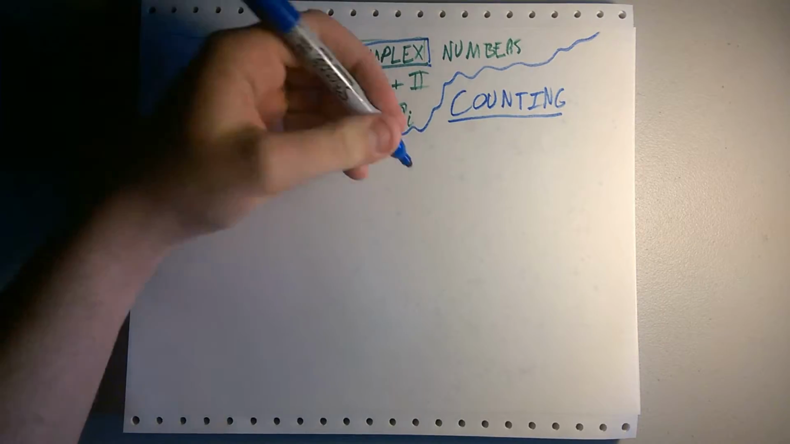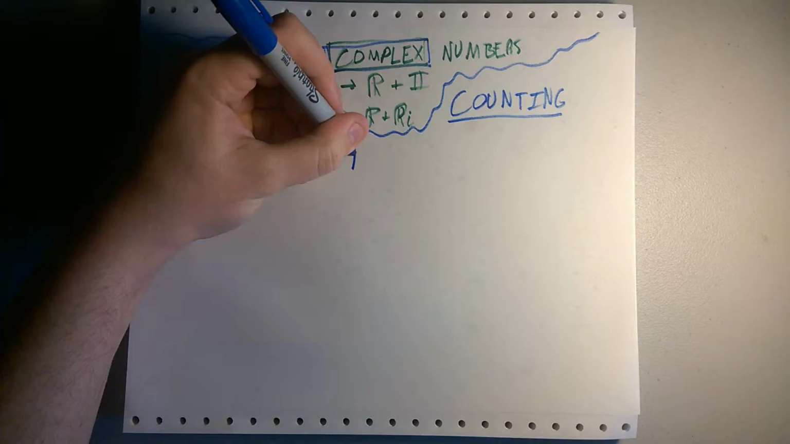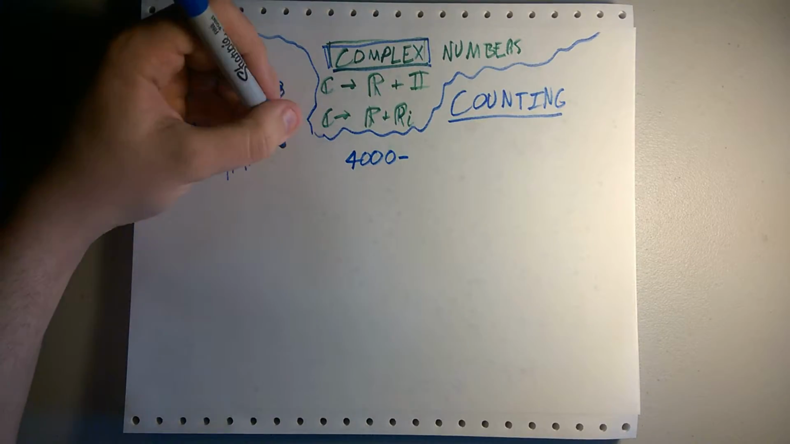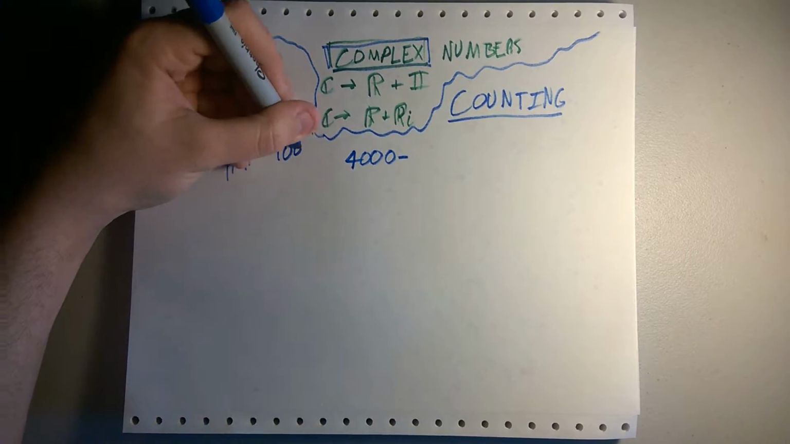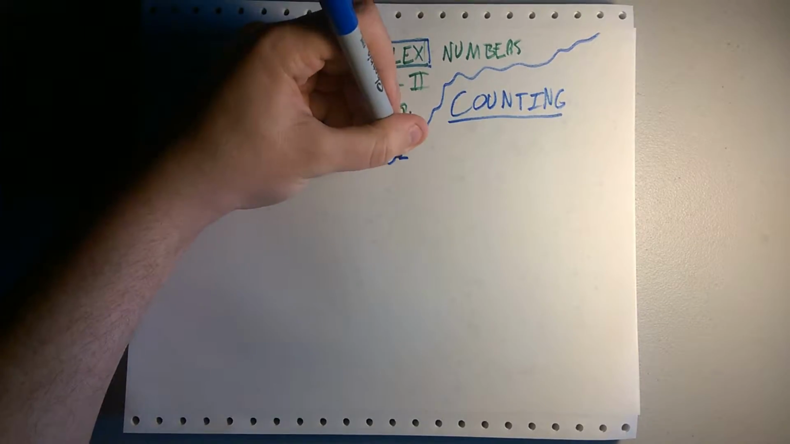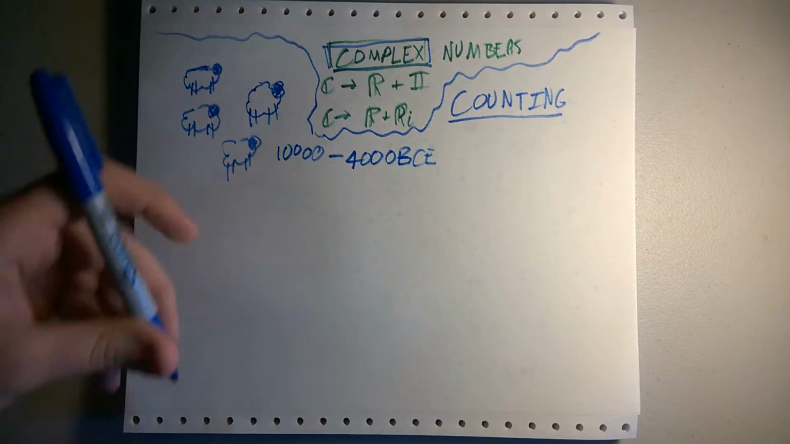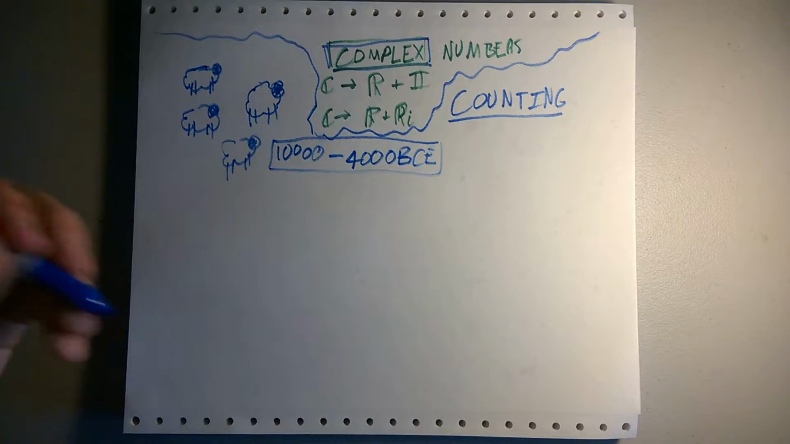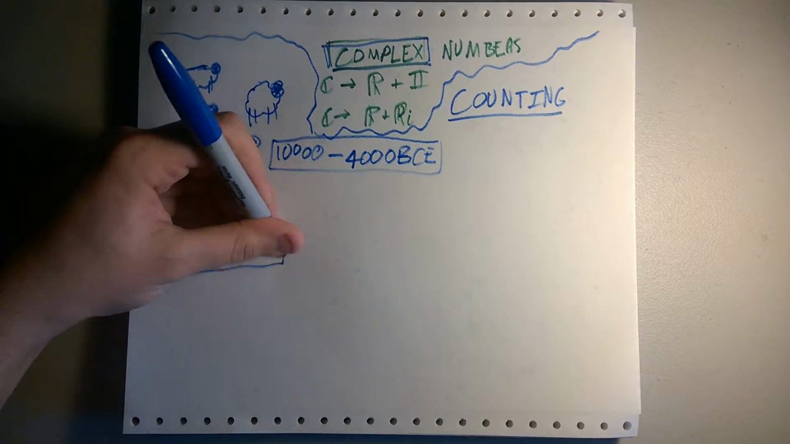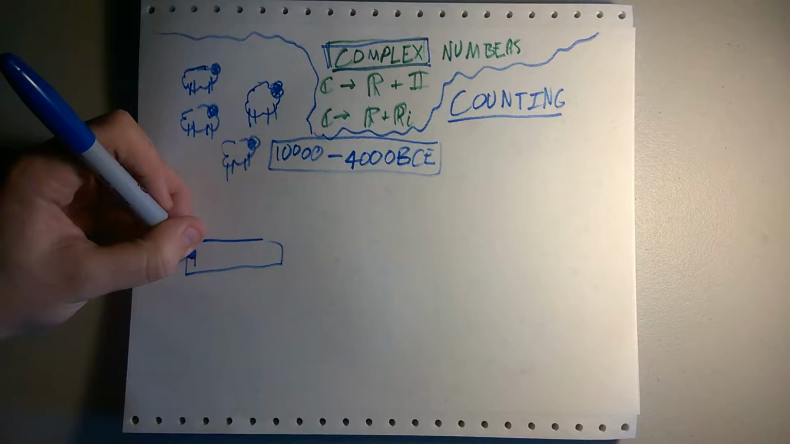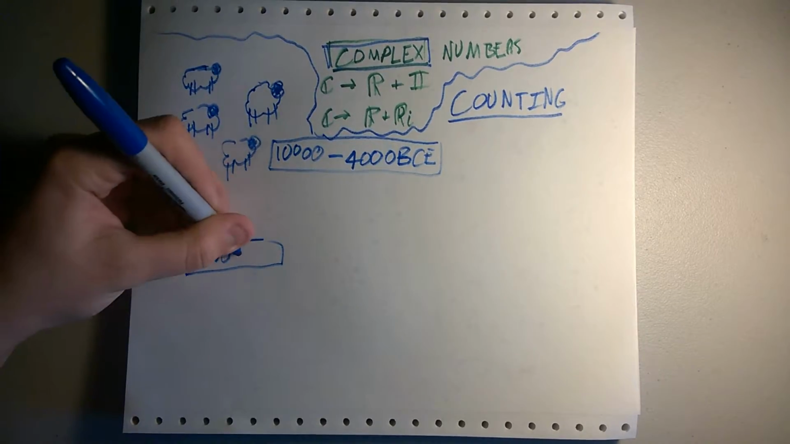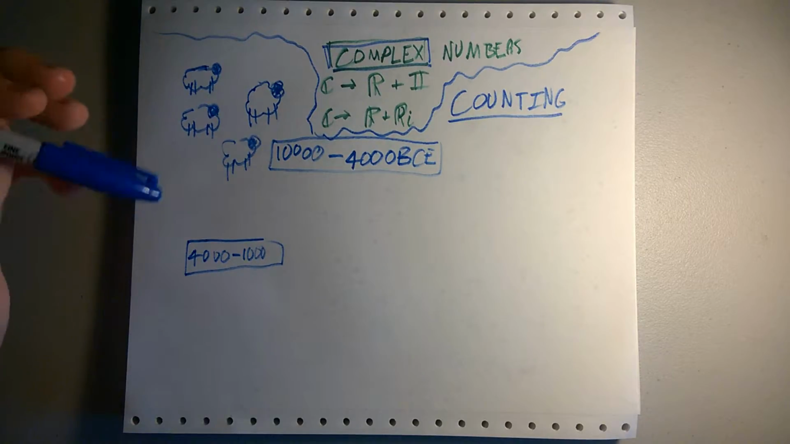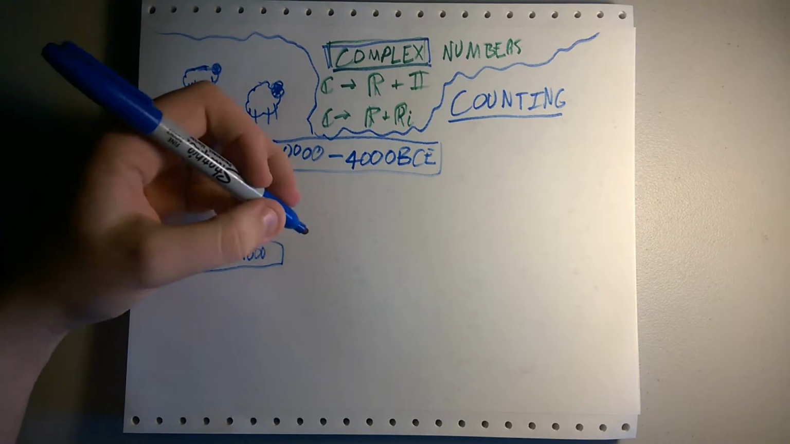So let's talk about certain time periods. And by the way, some of these methods still exist today. So about 10,000 to 4,000 BCE. This is how we did stuff. Let's list off the time periods so I can be ready for them. Then 4,000 to, let's say, 1,000.